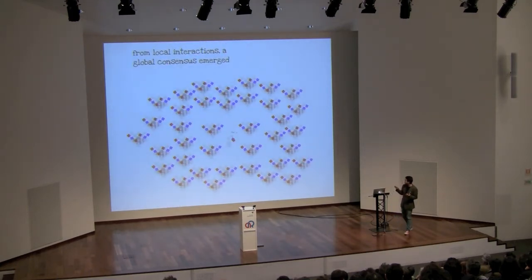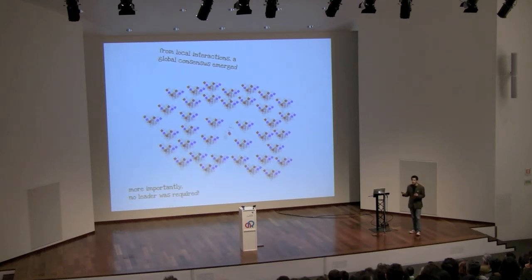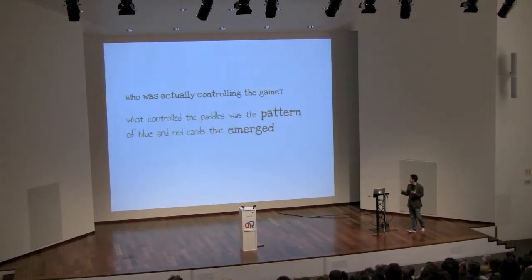What happened is that none of you individually was controlling, but there was this global consensus that emerged from each half of the audience that controlled the pedal. And more importantly, although there were some people shouting which card you should place, each of you individually made that decision based on the information that you had. So let's get back to the million-dollar question of who was actually controlling the game. What controlled the game was the pattern of blue and red that you all formed.